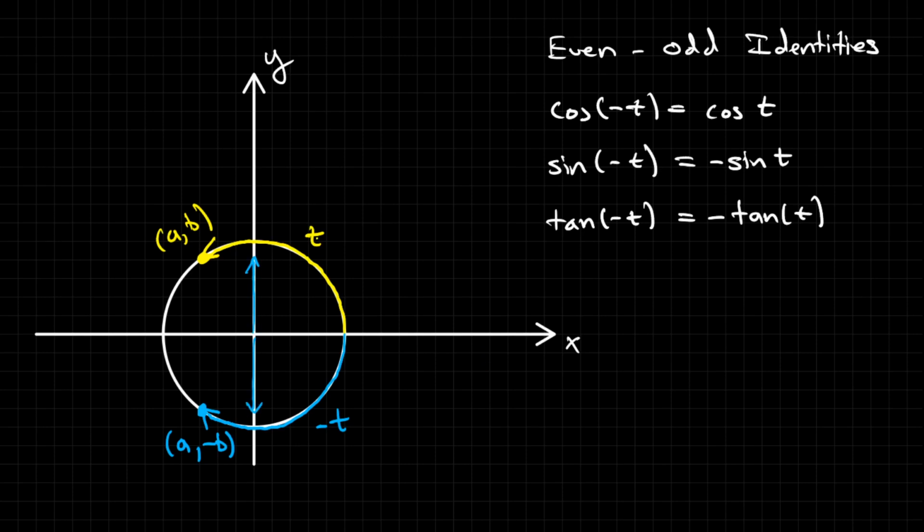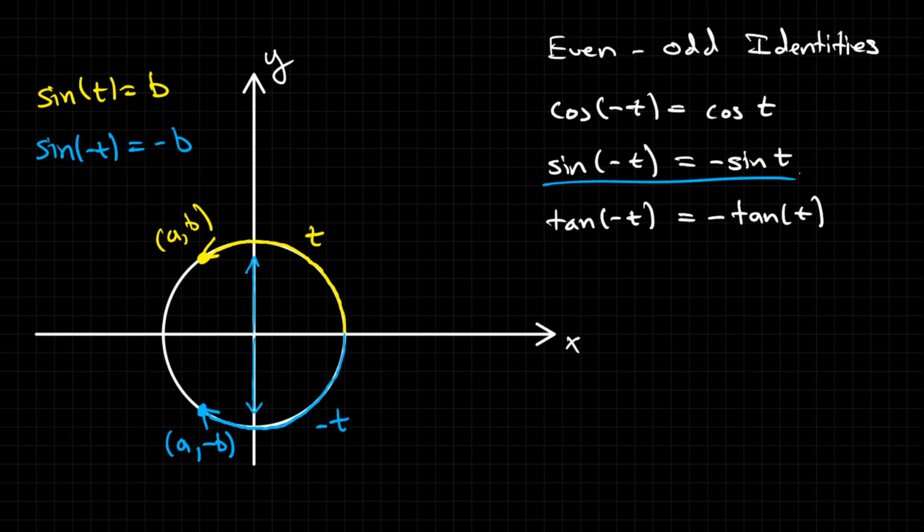Now remember our definition of sine and cosine. So sine of t is the y-coordinate, b, and so sine of minus t is going to be negative b, and we see that sine of minus t is just the negative of sine of t, and that's exactly what's written here. The x-coordinates are equal, so cosine of minus t is going to be cosine of t.